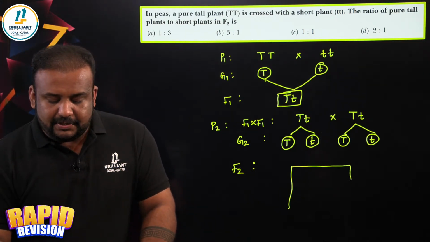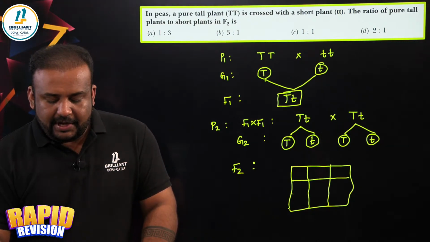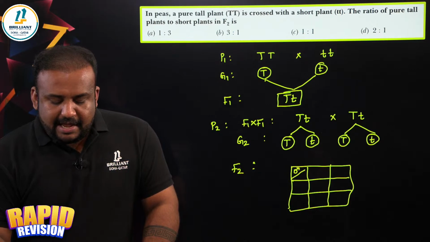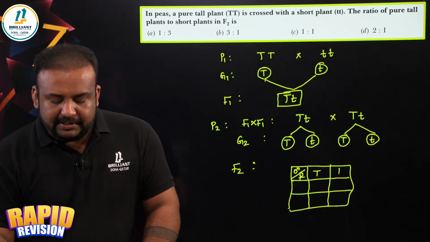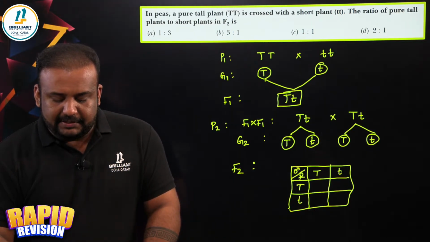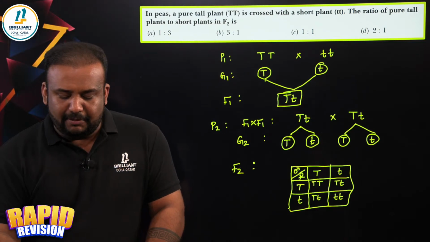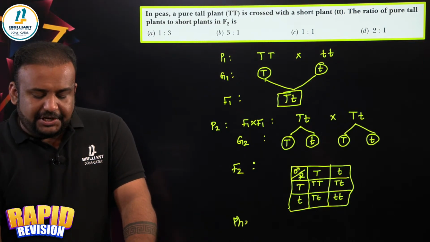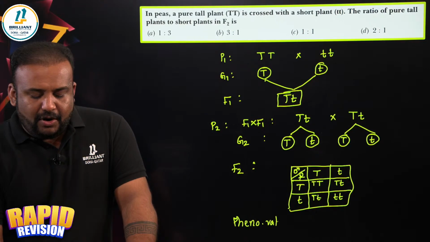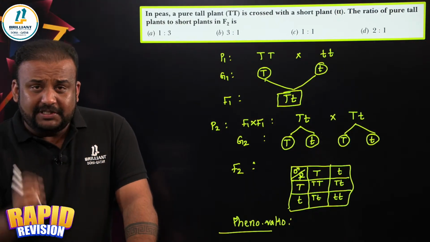So if I use the Punnett square, let's look at the possible generations coming from this. Here each gamete can be written capital T, small t, and here also capital T, small t. This individual will be capital T, capital T, this will be capital T, small t, this will be capital T, small t, this will be small t, small t. And what is the phenotypic ratio that you are going to get here? Phenotypic ratio. Everybody remember what was phenotype?